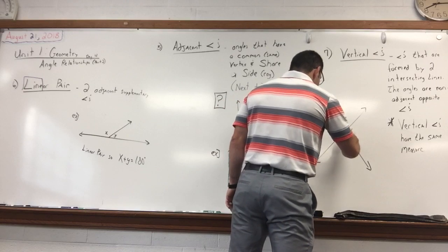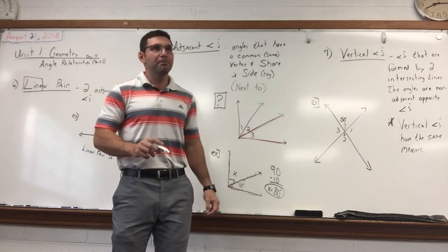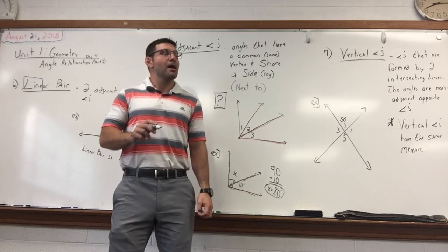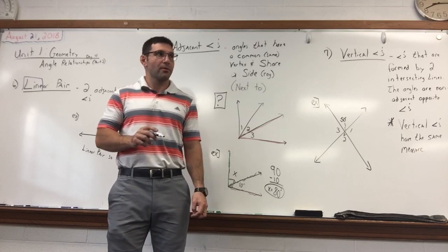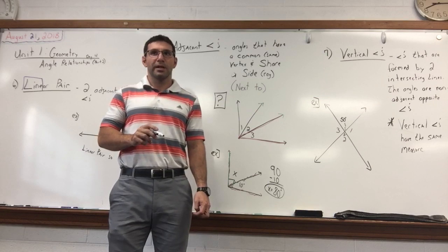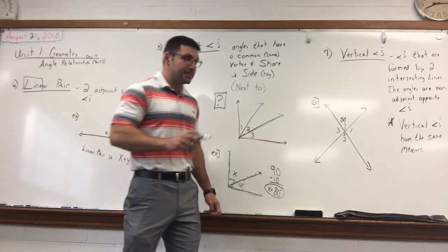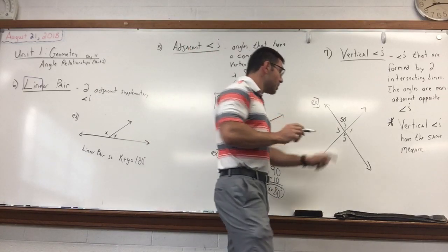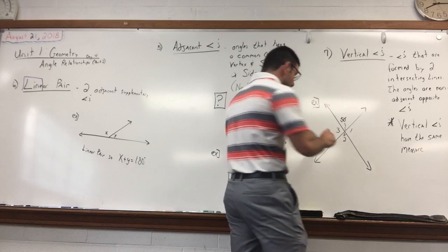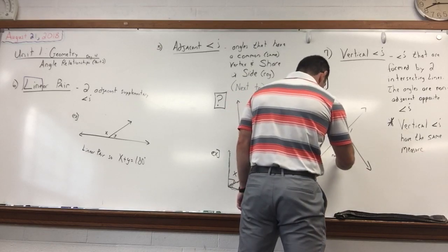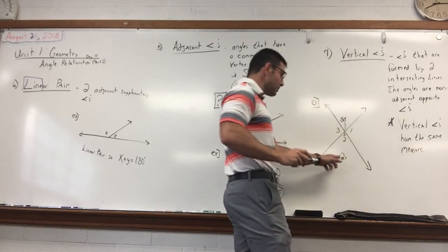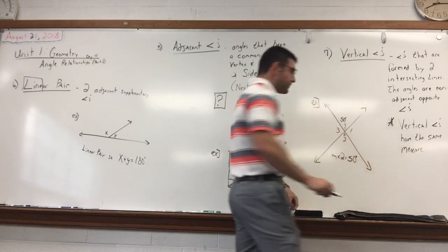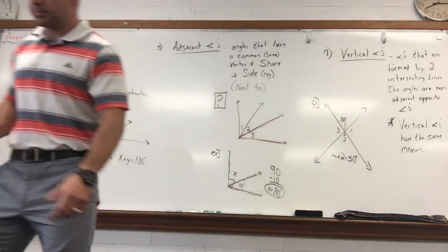Now, let's say I wanted to find what the measure of angle 2 is. What's the measure of angle 2? I heard it. 50. Cece, why? Because they're the same. So, here's how I would write the measure of angle 2. I would put a little m, angle 2. The measure of angle 2 equals 50 degrees.